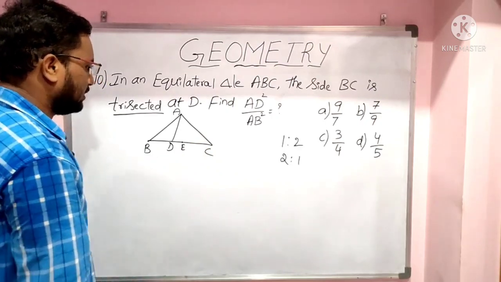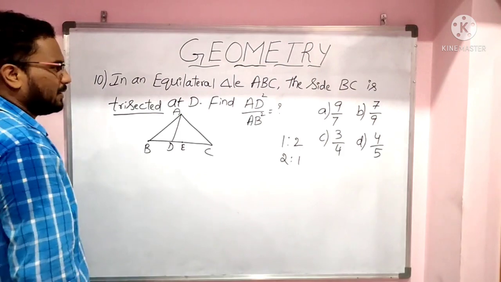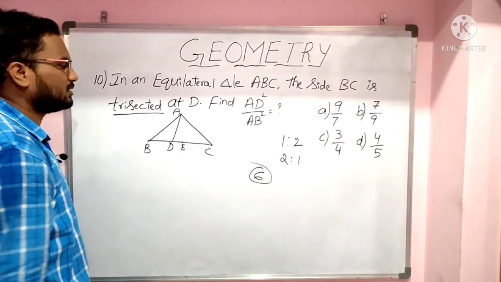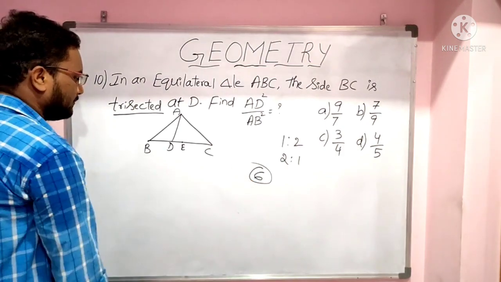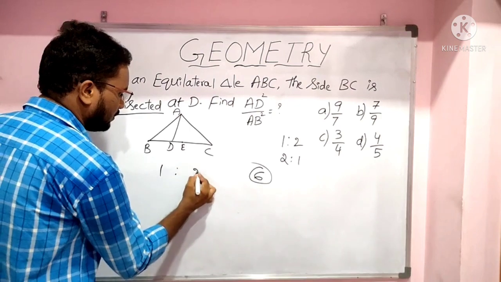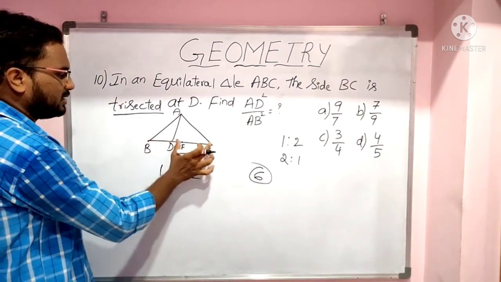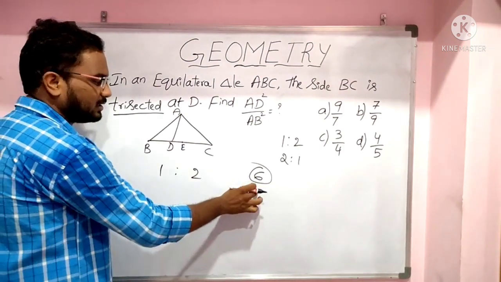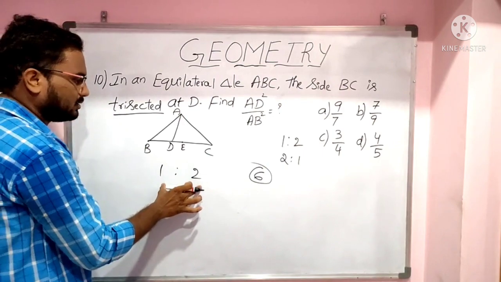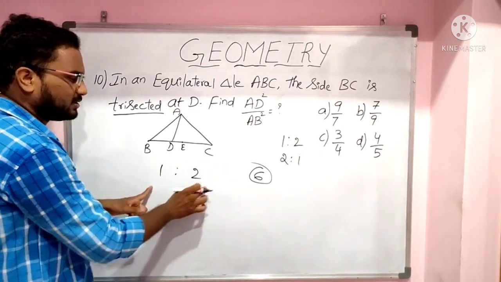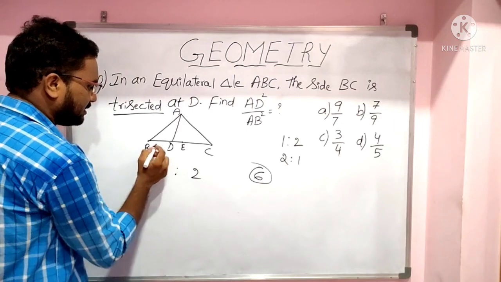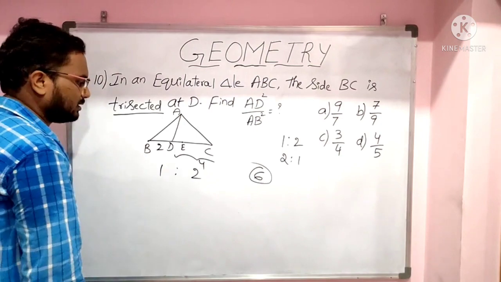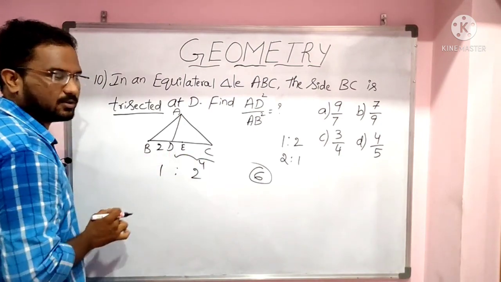So this is an equilateral triangle. I am taking the side as 6 centimeters. We can take any value. So this ratio is 1:2, BD is to DC is 1:2. Now the total length is 6 centimeters, which is 3 parts, so each part is 2 centimeters. So BD is 2 centimeters and DC is 4 centimeters.